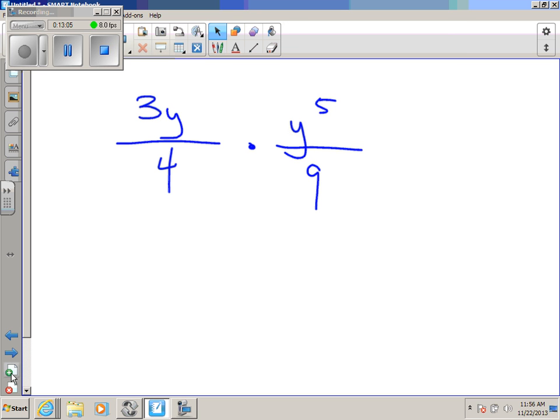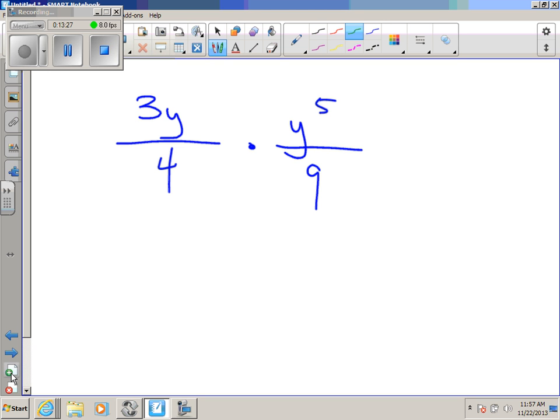Okay. Now, algebra, you might want to take a peek at this as well, because this is something you might see if we haven't seen it already. 3y over 4 times y to the 5th over 9. So everything is in fraction form, so we're good to go there.